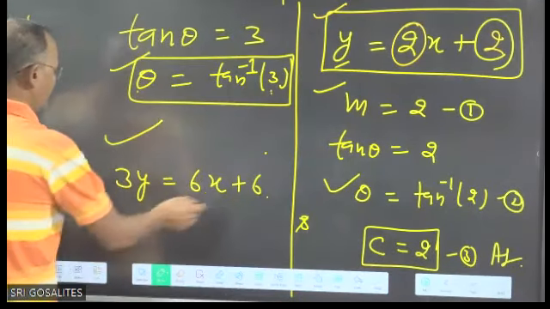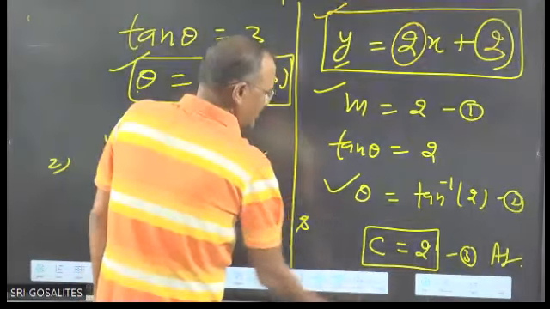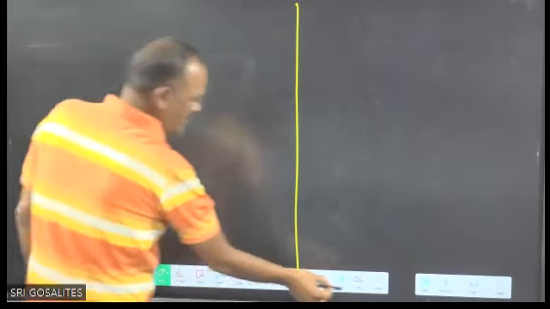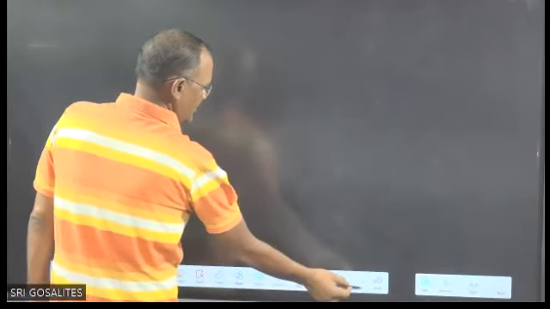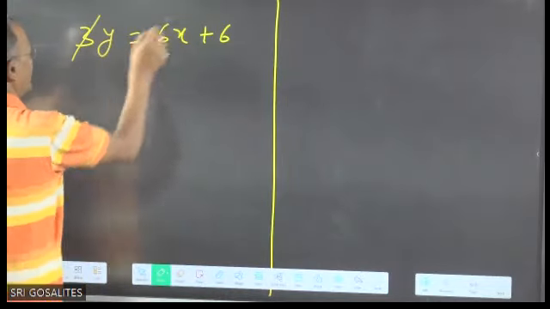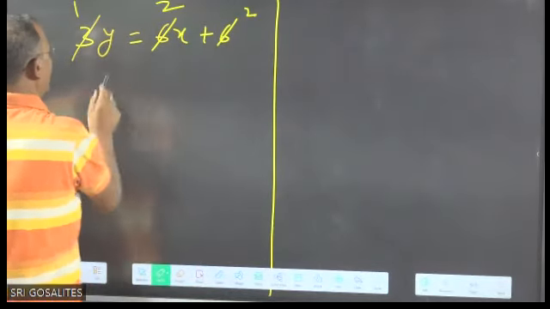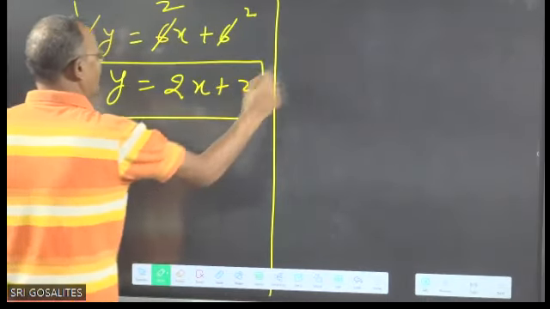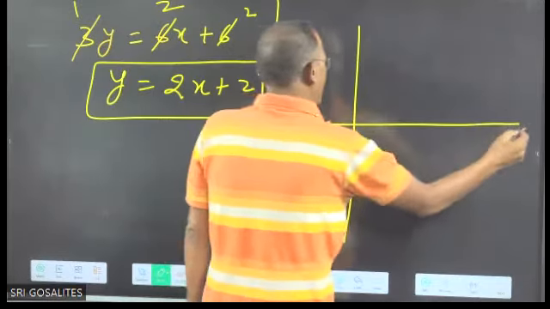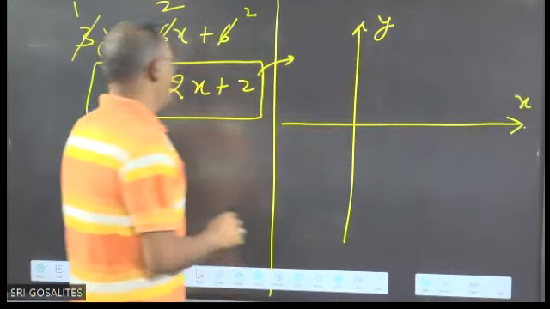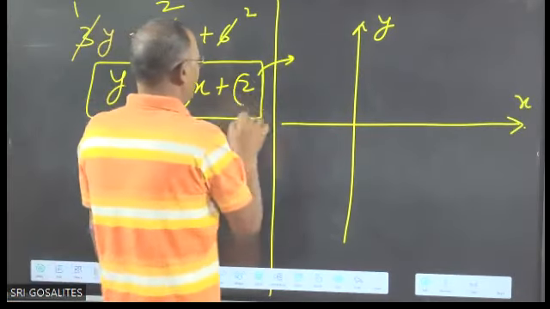So this is 3y equals 6x plus 6. The equation was 3y equals 6x plus 6. Now I want to draw it. 3 ones are 3, 3 twos are 6, 3 twos are 6. So y equals 2x plus 2. How will its graph look, do you know? It's y equals mx plus c. Slope is 2. The intercept is positive.